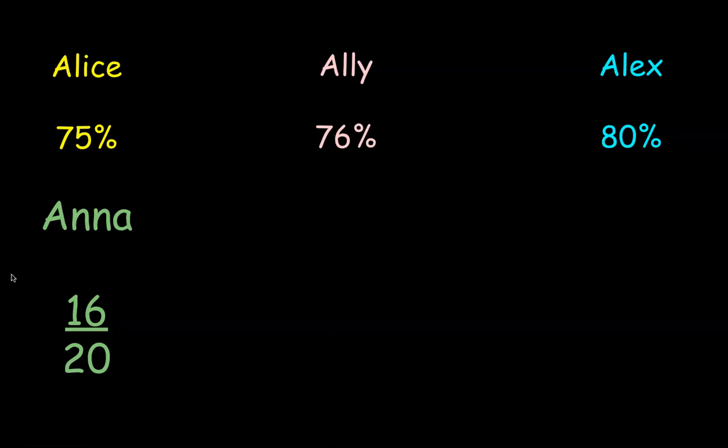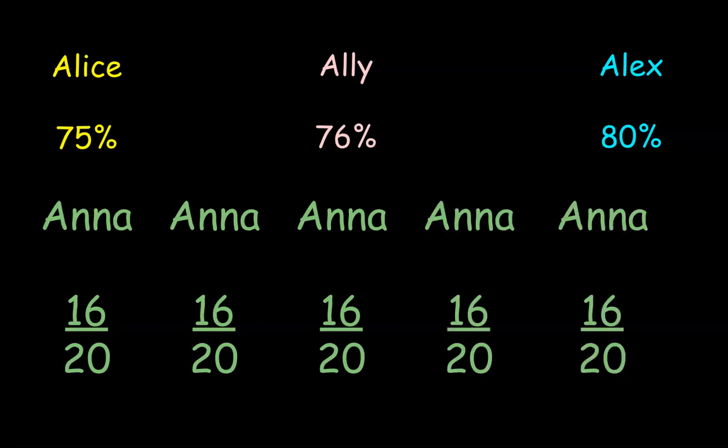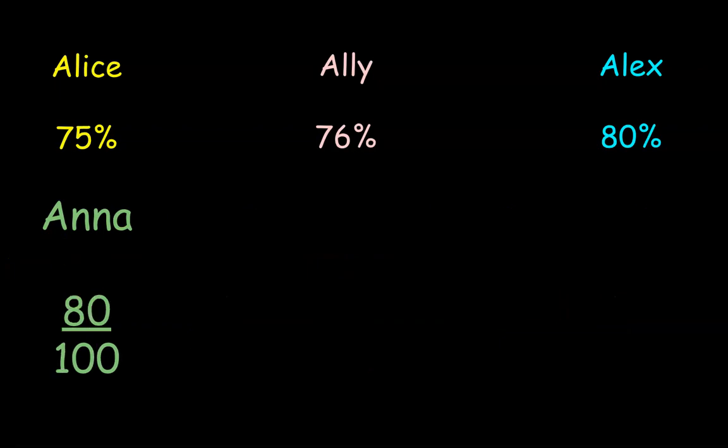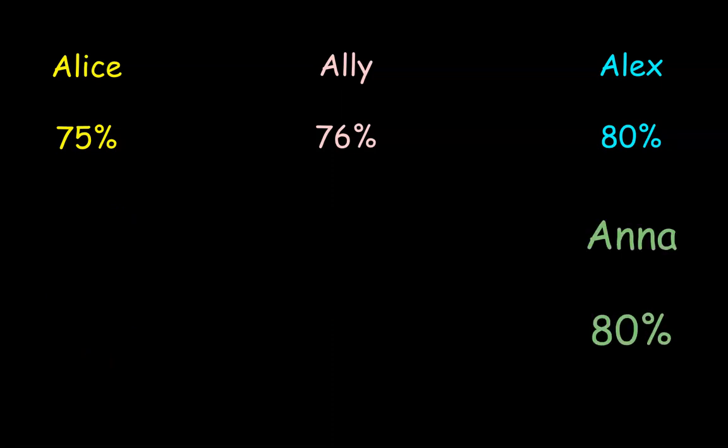So, I realized that 5 20s give me 100. So I'm going to pretend that Anna has written 5 tests. So it would be 20 plus 20 plus 20 plus 20 plus 20, which would give me 100. Then I need to go 16 plus 16 plus 16 plus 16 plus 16, or 5 times 16, whichever way you need to do it. And you'll see you'll get 80 out of 100, which means 80%, which means Alex and Anna pretty much performed the same.